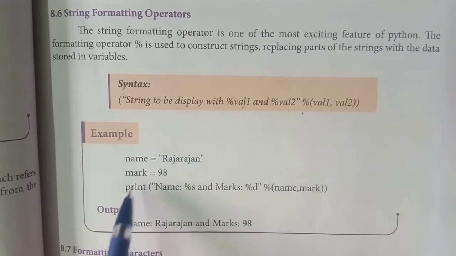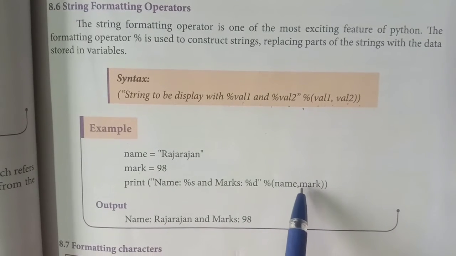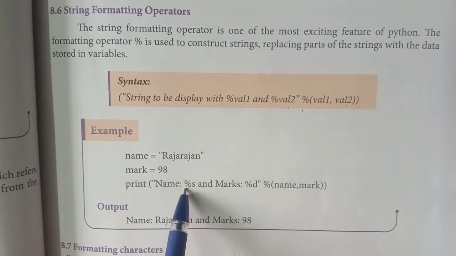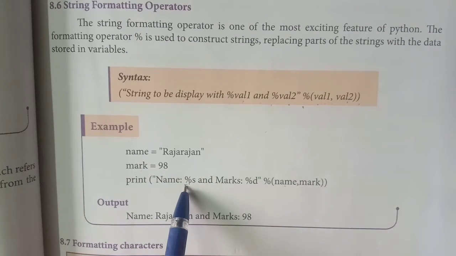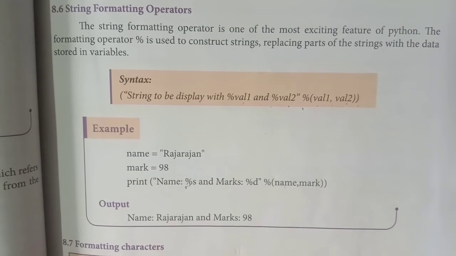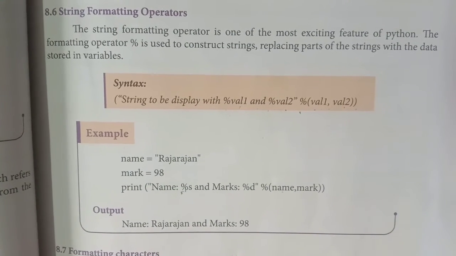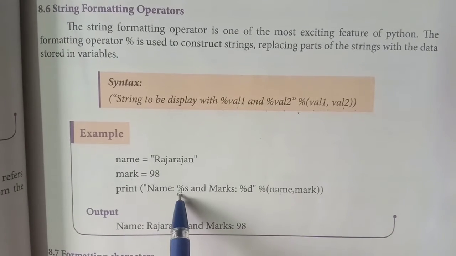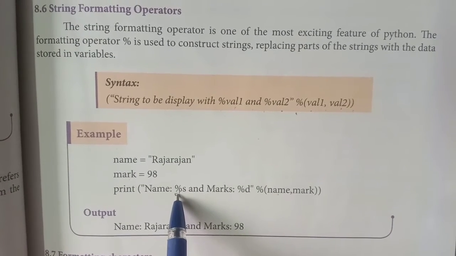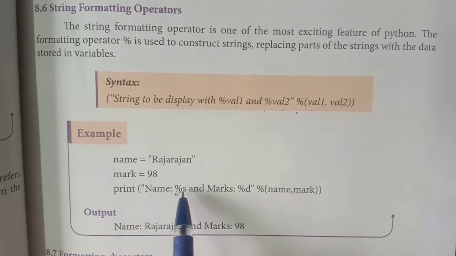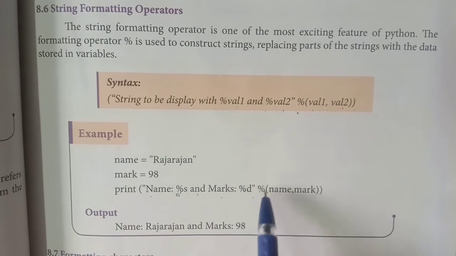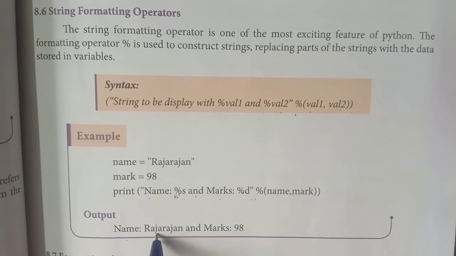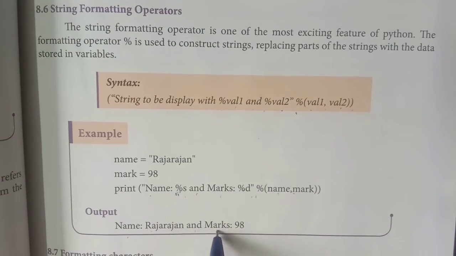Name is given, Mark. Now they are going to join these two values. Mainly the percentage is used for the converting process. In C language, percentage D is used to convert your value into an integer value. In the same manner, we are using the percentage symbol for converting values. So name percentage S and Mark percentage D, percentage name comma Mark. So your output will be Rajarajan and Mark 98.